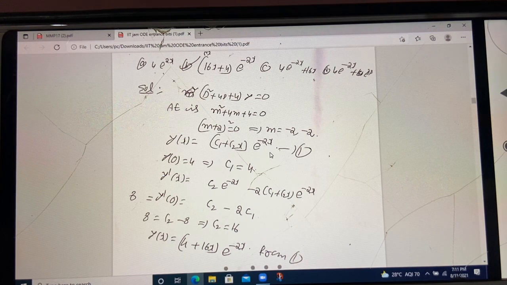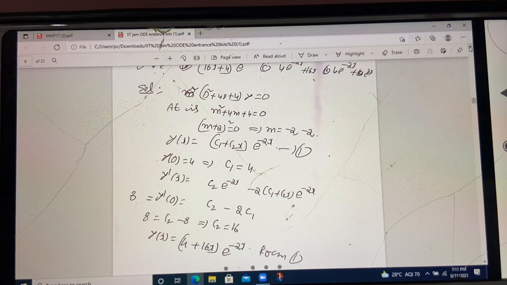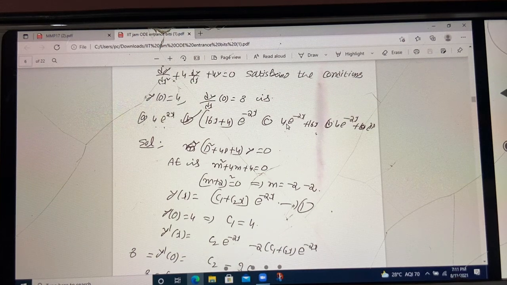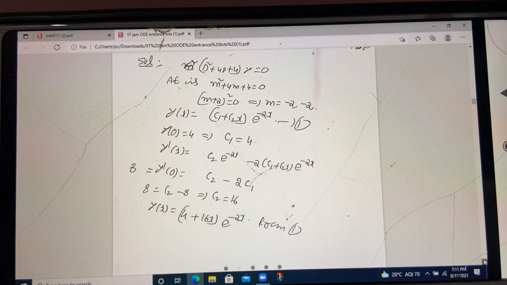Constant term into e power minus 2x. Here also, test your luck. C1 you got. When you multiply, you get 4 e power minus 2x. If it is there in only one place, you can stop. 4 e power minus 2x is here, 4 e power minus 2x is there, 4 e power minus 2x. All of them are satisfied. So there is no escape for you. You have to get the C2 value.